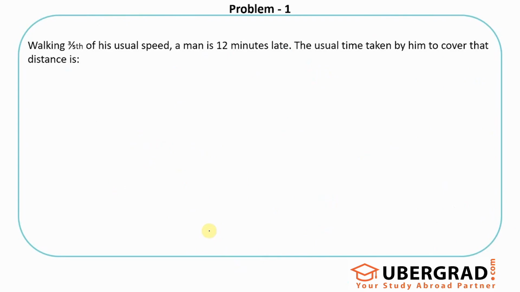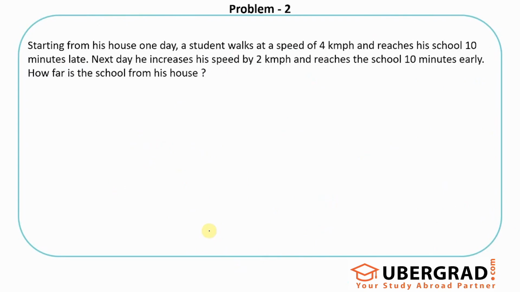Let's look at a question. Okay, I've anyway solved this, so let's look at another question. Starting from his house, one day a student walks at a speed of 4 km per hour and reaches his school 10 minutes late. Next day he increases his speed by 2 km per hour and reaches the school 10 minutes early. How far is the school from his house? We can write 2 cases, but let me write 3 cases just for understanding purposes.